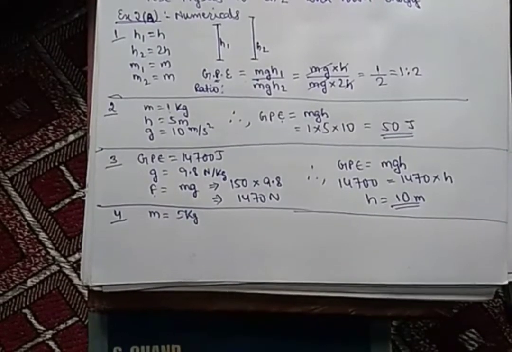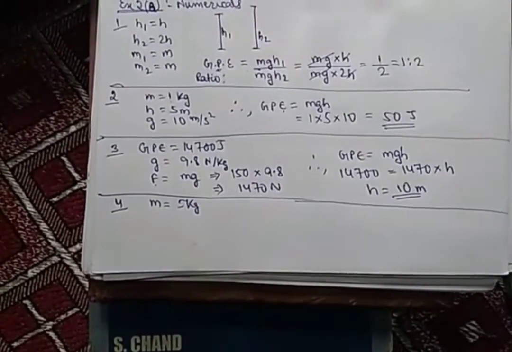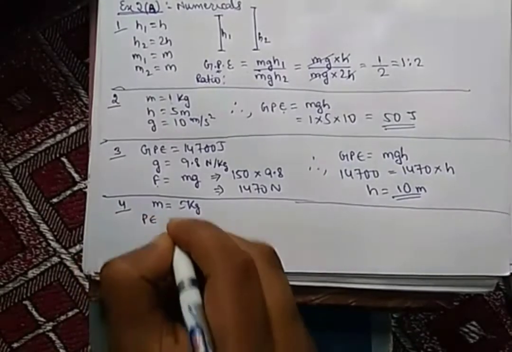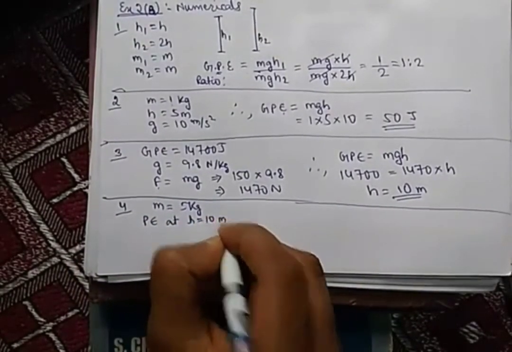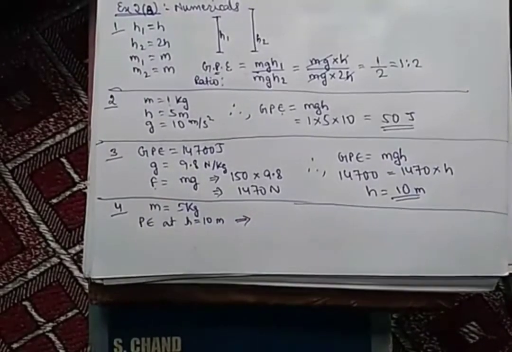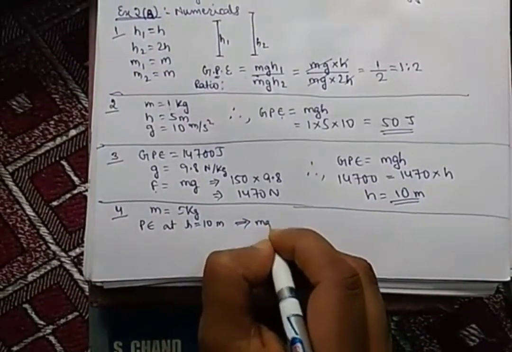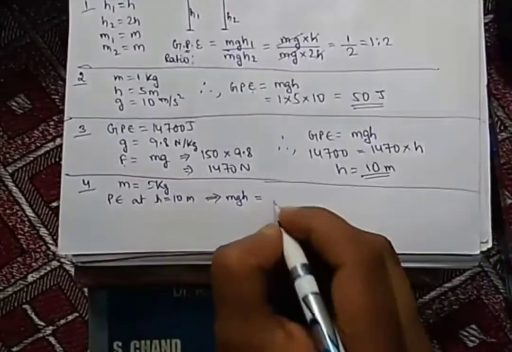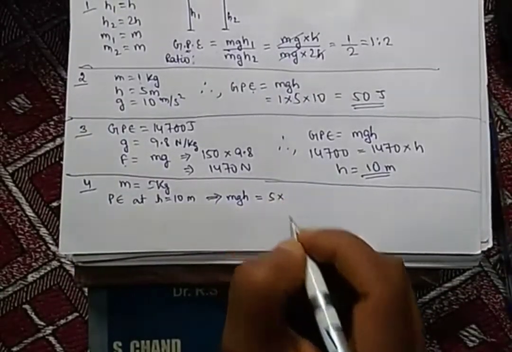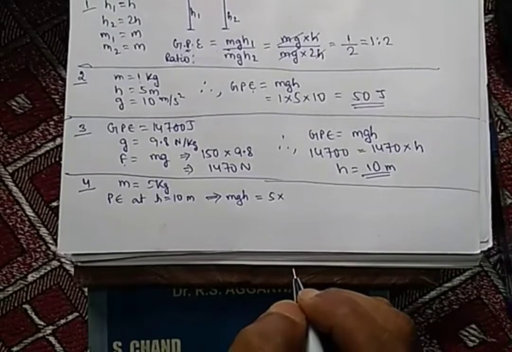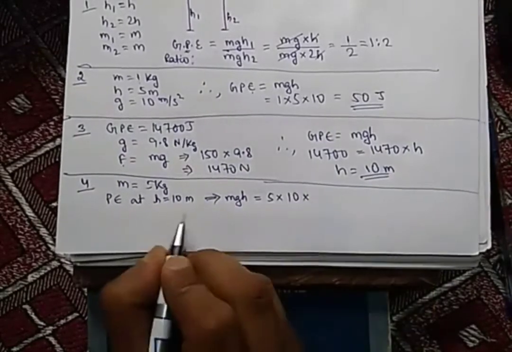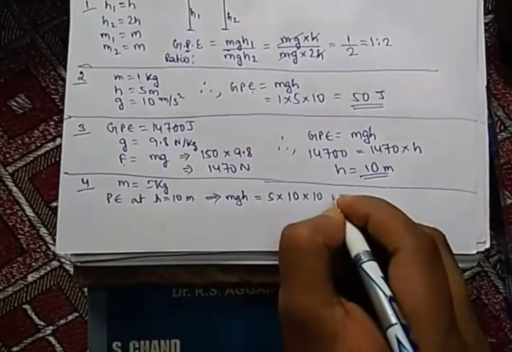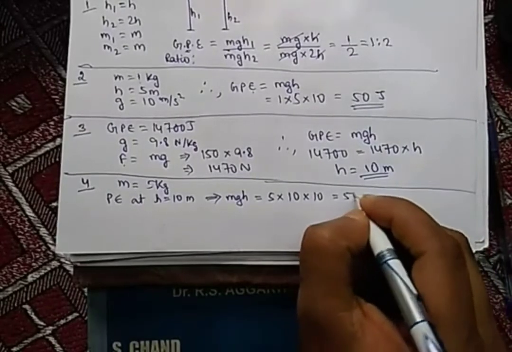So first we will find the potential energy at a height equal to 10 meter. What will it be? mgh. So this will come to 5 into, and in the question it is written, take g is equal to 10 meter per second square. So 5 into 10 into height 10, so it is giving 500 joule.